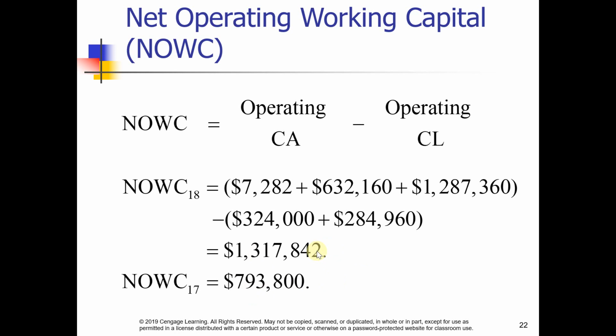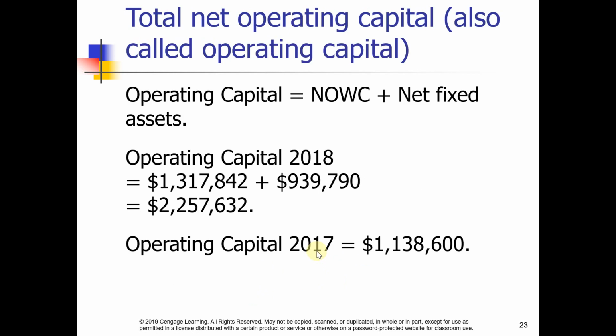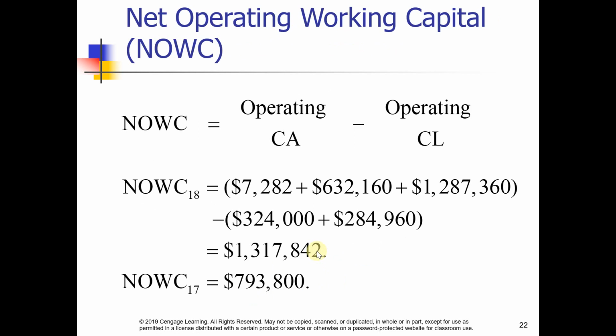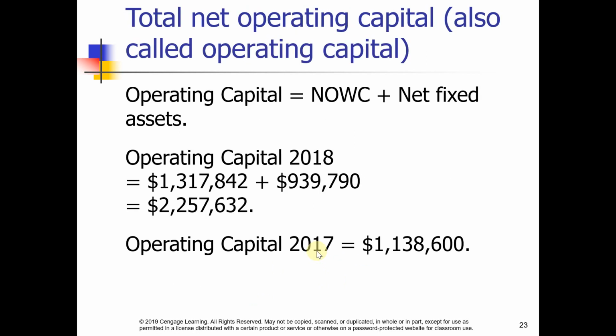So free cash flow decreased, as you'll see, because the company had to make extra investment in operating working capital. But that's not the only kind of investment a company needs to make. In order to increase sales, apart from investing in working capital, it also needs to invest in fixed capital or fixed assets.